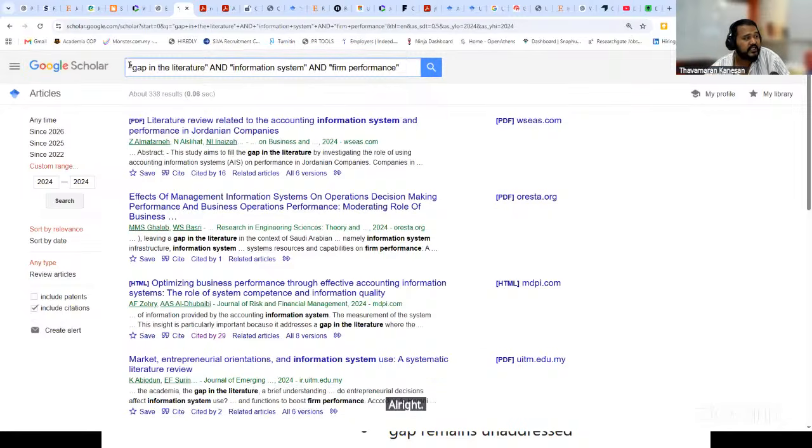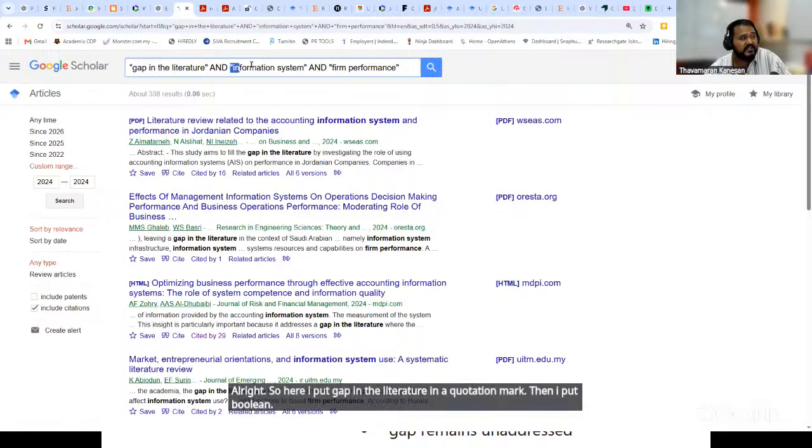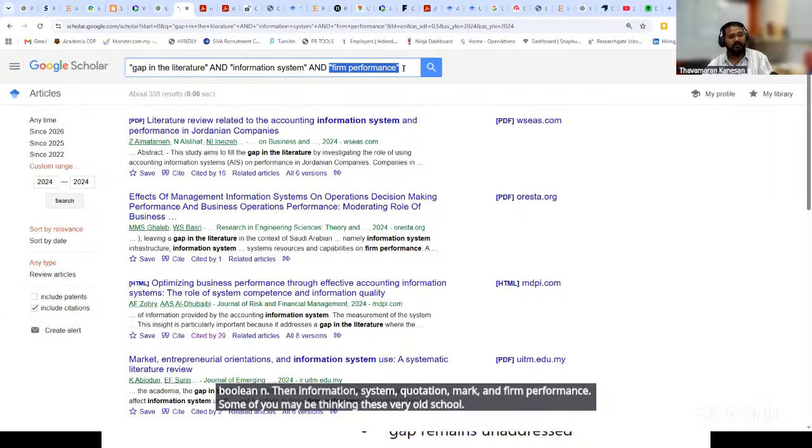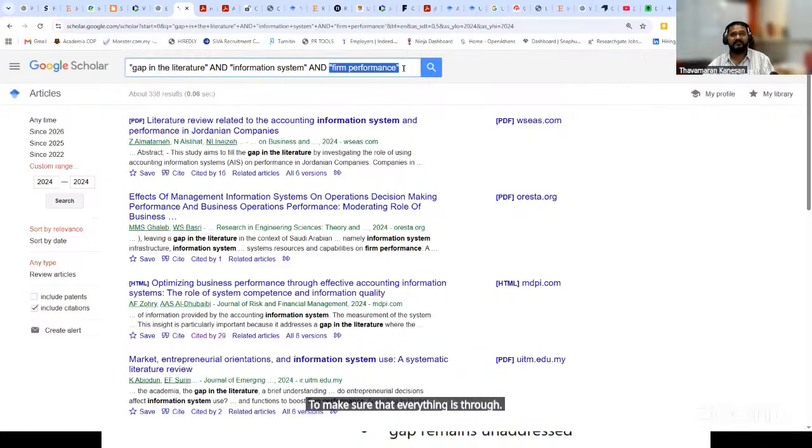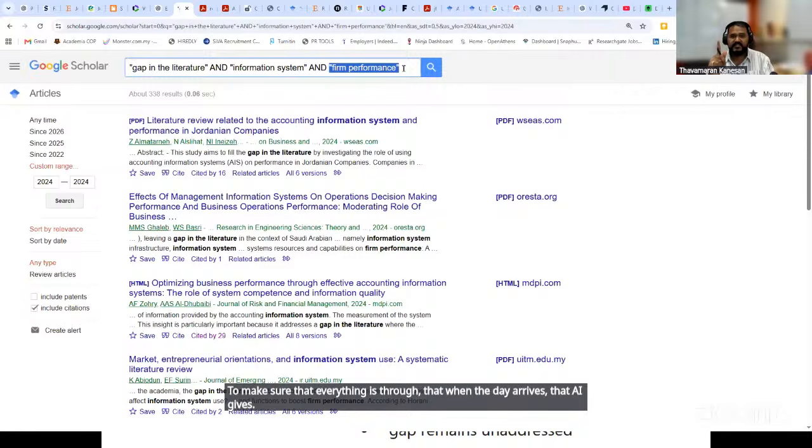So here I put "gap in the literature" in quotation marks. Then I put the Boolean AND, then "information system" in quotation marks, and firm performance. Some of you might be thinking, this is very old school. No, I use both, the modern and the old school, to make sure that everything is true. When the day arrives that AI gives you 100% legit information, no fake information, then I will fully use ChatGPT. I use ChatGPT, Gemini, Claude, everything, but I use them differently so that I don't get caught in this fake information stuff.